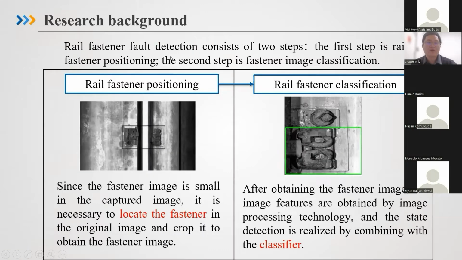The rail fastener fault detection consists of two steps. The first step is rail fastener positioning, and the second step is fastener image classification. For the first step, since the fastener is small in the captured image, it's necessary to locate the fastener in the captured image and crop it to obtain a fastener image. After obtaining the fastener image, the image features are obtained by image processing technology, and the state detection is realized by combining with a classifier.